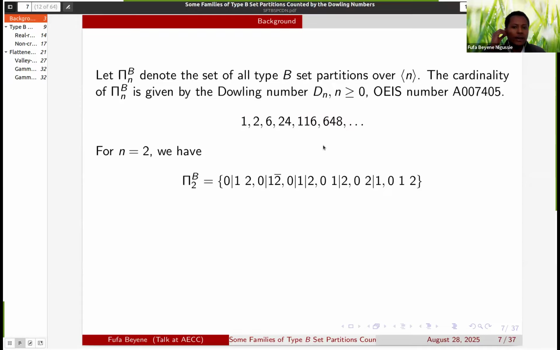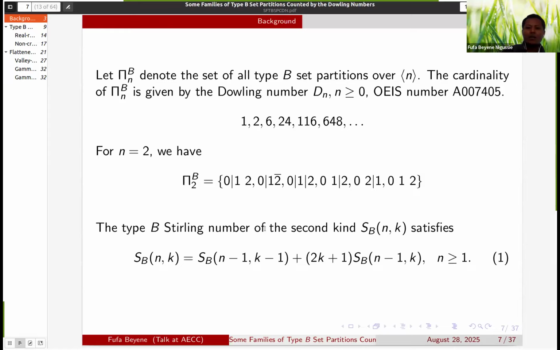To see what the type B set partitions look like, we can consider n equal to 2, so that we have 6 such type B set partitions over 2, and they are these ones. As you can see, 0 is always in the 0 block. That is how we can identify the 0 block, and the partitions here consider 0, 1, 2, and their bars or their negatives. So these are the 6 type B set partitions over 2.